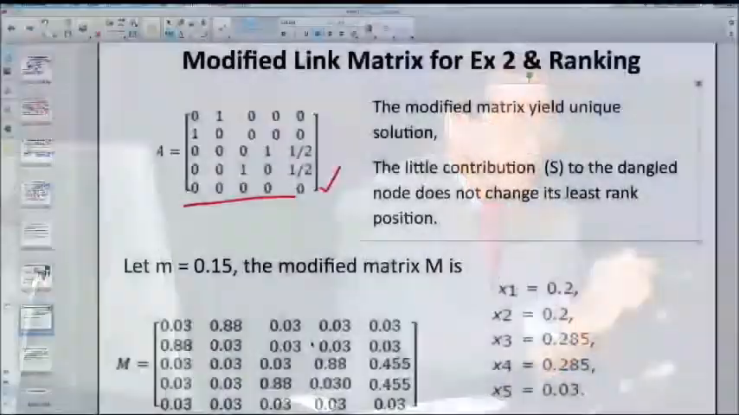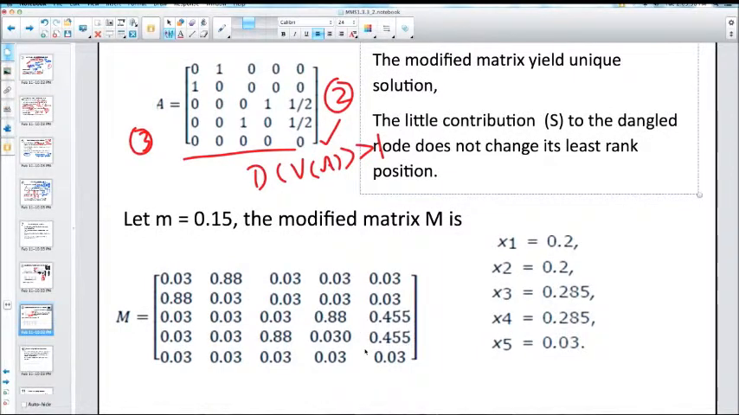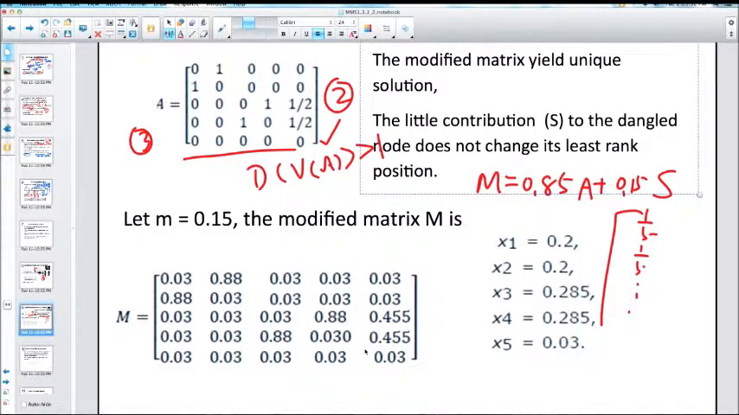So that's the original matrix. Because the rank of this is 3 and the freedom is 2, you get a dimension of the space bigger than 1, so no unique solution. But now, look, M is basically 85% of A plus 15% of S, which is 5. S is this, 1/5 everywhere. And then you get this matrix.